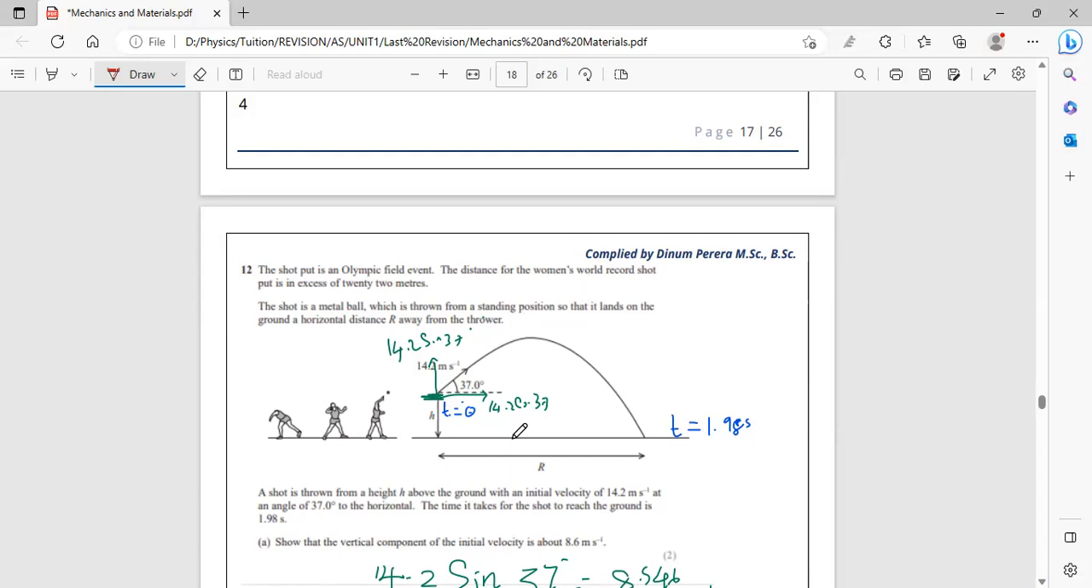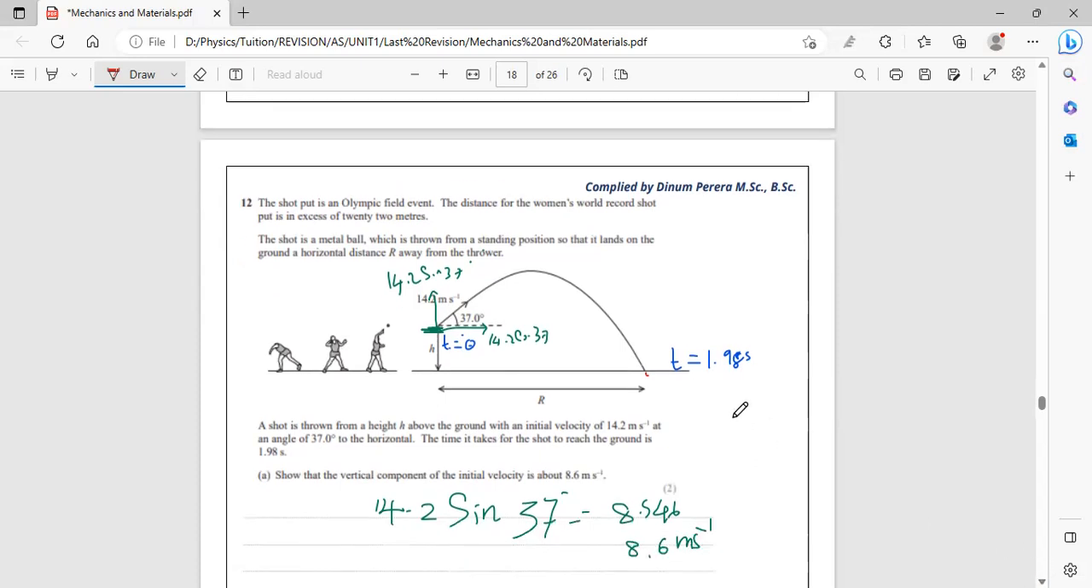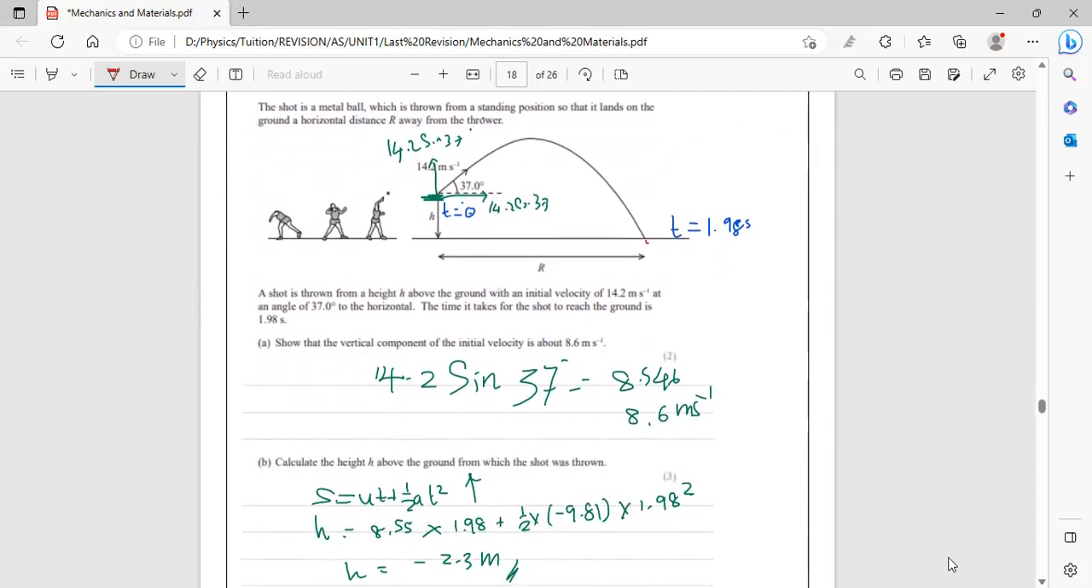The time it takes for the shot to reach the ground is 1.98, right? The initial time is taken as 0. The time taken to reach the ground is 1.98. Show that the vertical component of the initial velocity is 8.6. So the vertical component is 14.2 sin 37. 8.546 is close to 8.6, 8.55.